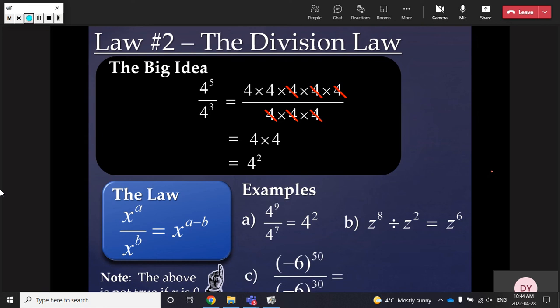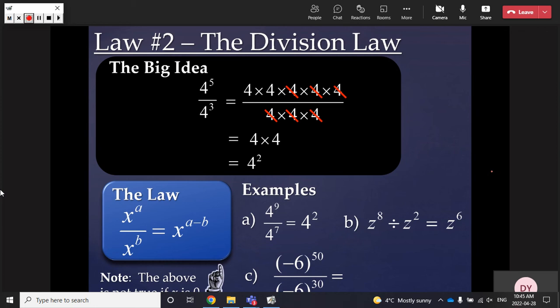This is where exponent laws come in super handy because you can't just type in negative 6 to the exponent of 50 in your calculator and get a beautiful, wonderful answer. Same with negative 6 to the power of 30. It's not the nicest answer. But with exponent laws, we're actually able to work with these types of large numbers.